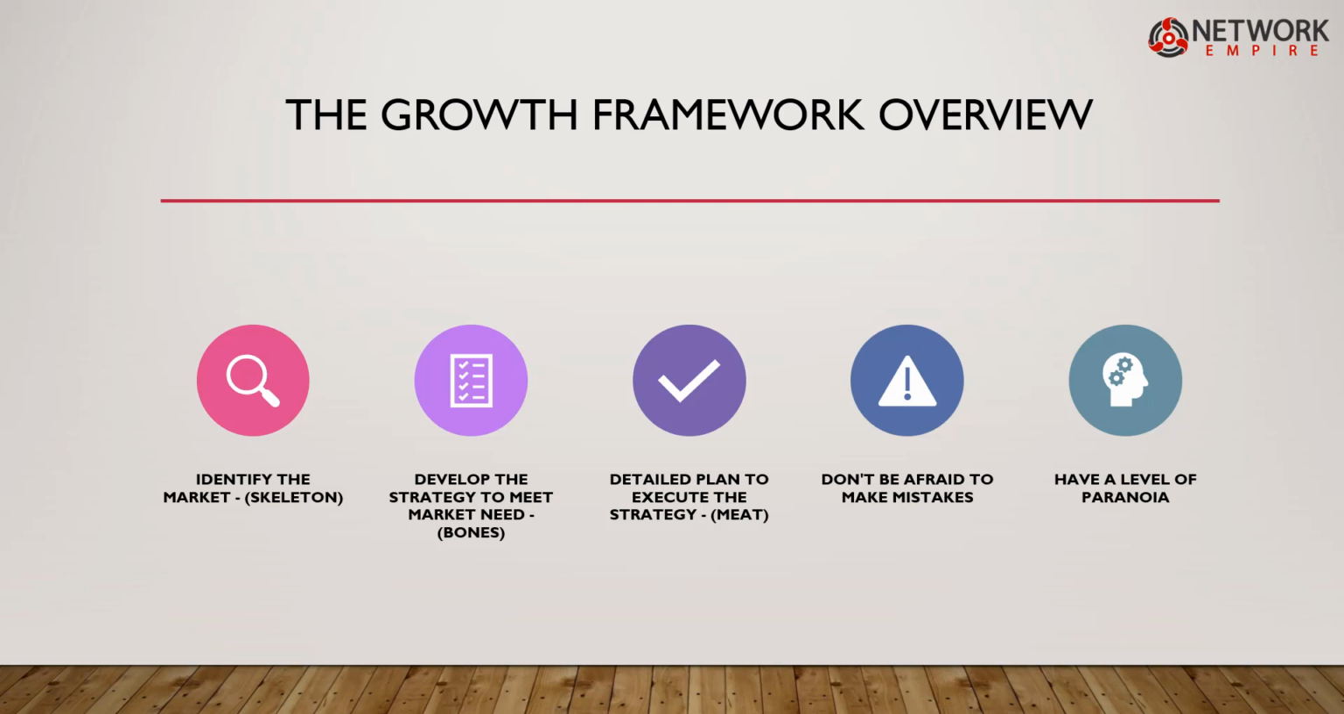Okay, so getting started. When we speak about the growth framework, basically what we're looking at is 5 steps. Number 1, identify the market. That's when we look at methods you can use today to do that. Next, we're going to go through a stage of developing our strategy to meet the market's needs. That's where we build the bones of our digital marketing plan. Number 3, detailed plan to execute the strategy. This is where we're going to think about what actions we're going to take to get us the desired results that we need from the intelligence we've gathered through Digital Marketer's Toolbox.